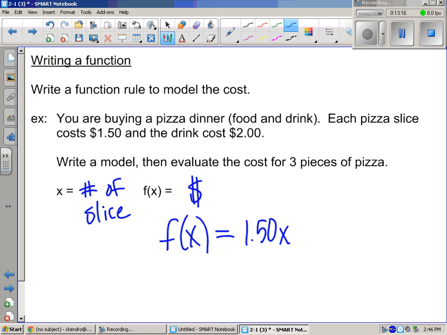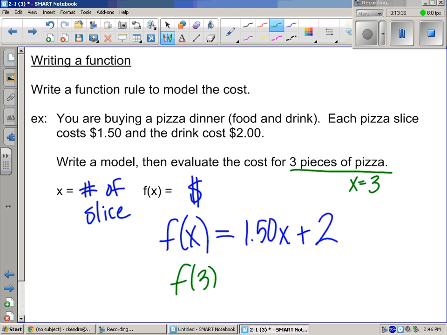I think so. We might be able to eat more than one pizza, but our meal only comes with one drink. So that $2 cost, that's only going to be a one-time thing, so there's no variable attached there. So that's the first part. That's our model. The next part, we want to know what is the cost going to be for 3 pieces of pizza. That means our input value is going to be 3.